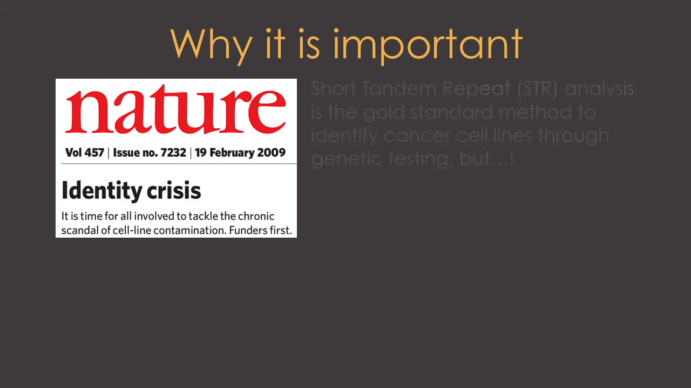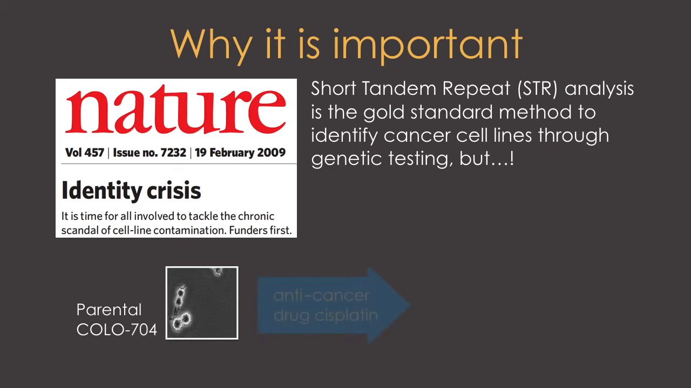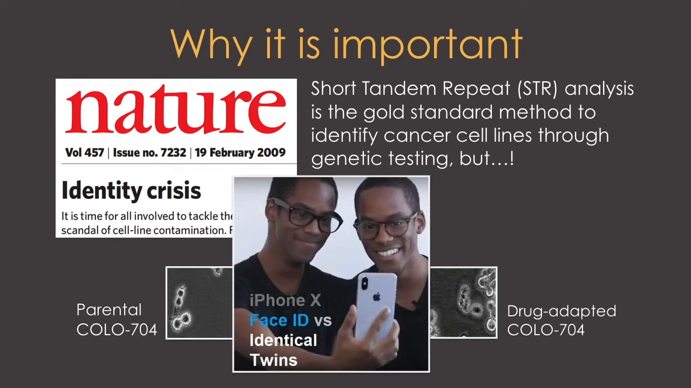We can use short tandem repeat (STR) analysis, which is the gold standard method based on genetic testing to identify cancer cell lines. But there is a but. Suppose I have a cancer cell called COLO704. I treat the cell with an anti-cancer drug, and the cell develops a resistance. Since drug-adapted COLO704 and the parental cell have the same genetic makeup, STR cannot tell them apart. It's like trying to tell identical twins apart.